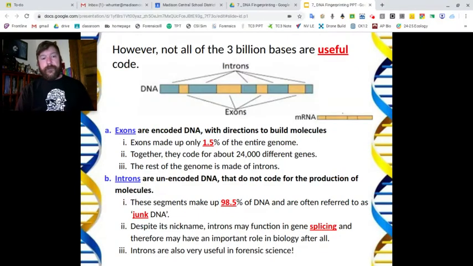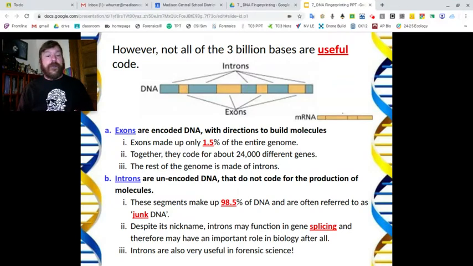Again, exons are only about 1.5 to 2% of the entire genome, and there are only about 24 to 25,000 different genes in our genome. Despite the fact that we have 3.3 billion base pairs of DNA, we're only using a very small section of that. The rest of it is introns that get removed before the proteins are created.